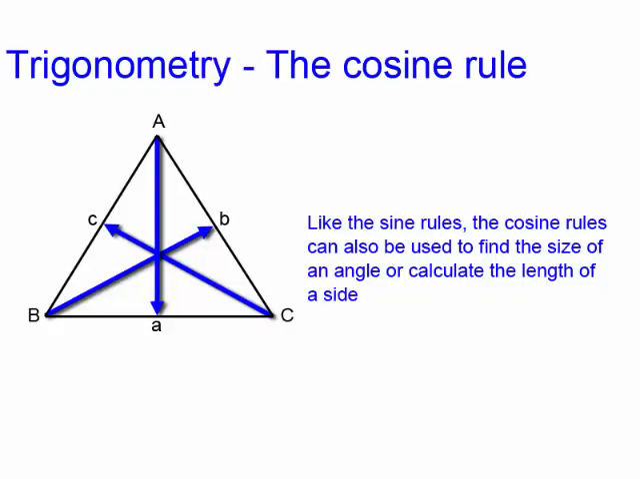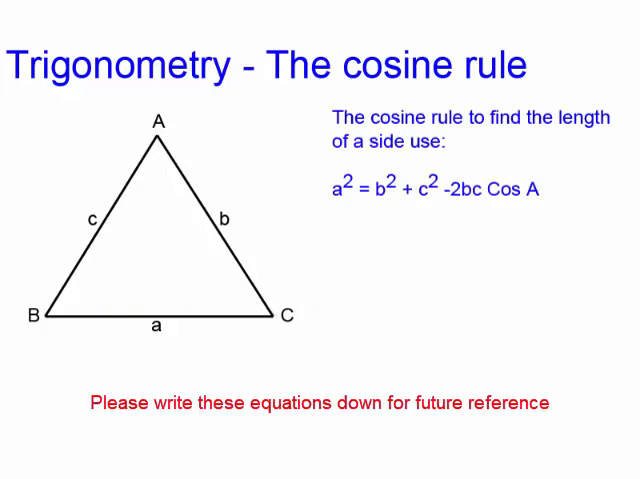Like the sine rule, we can use the cosine rule to find the size of an angle or the length of a side. To find the length of a side in a triangle, we use the rule a squared equals b squared plus c squared minus 2bc cosine A, where a squared represents the length of the side we are seeking, and b, c, and cosine A are variables already given in the task.